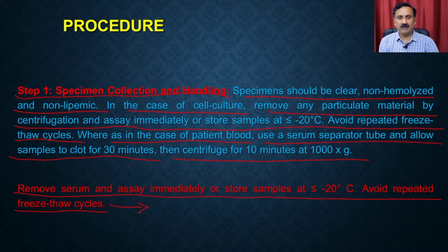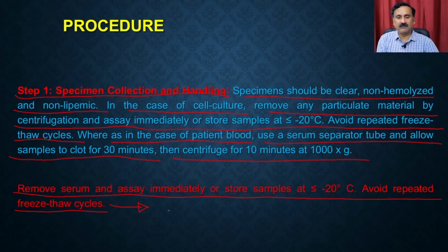This is very important: you should not thaw the biological fluid on multiple occasions. If you need to remove the serum and other components from the blood, you should do it, then aliquot it and keep it at -20, so that it does not go through repeated freeze-thaw, because if you do the freeze-thaw, it is going to degrade the antigen.